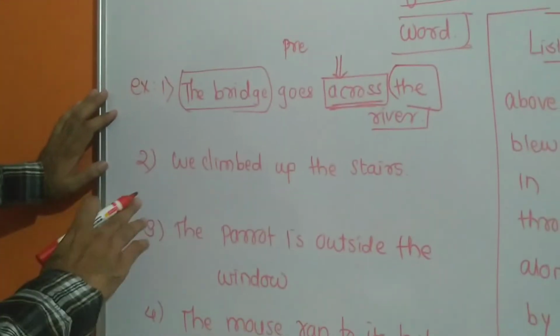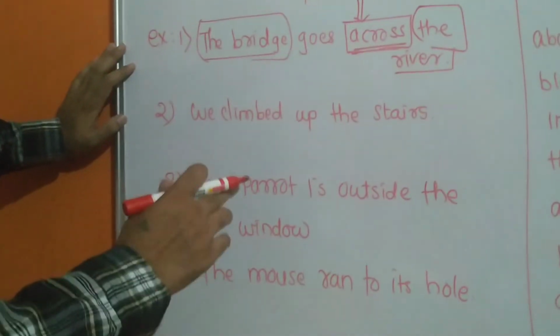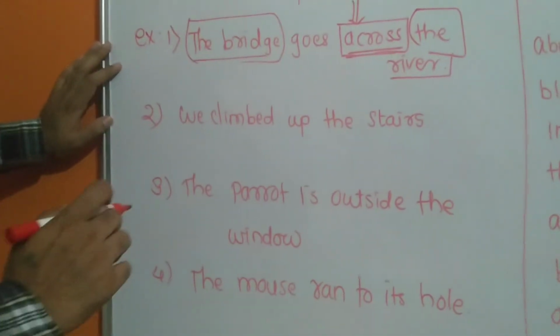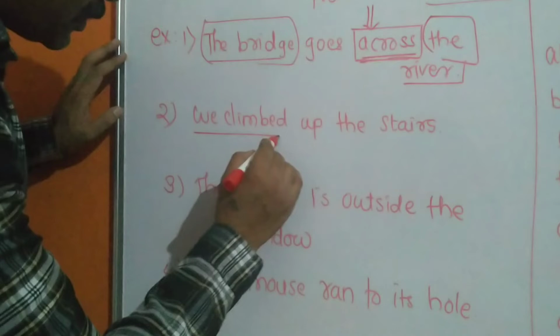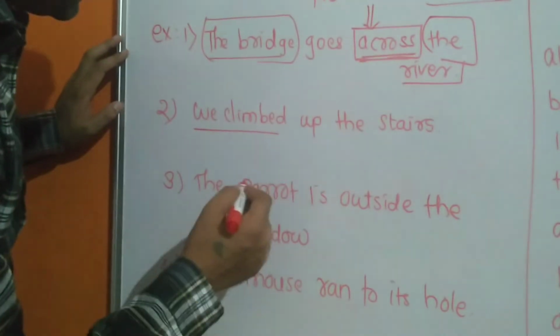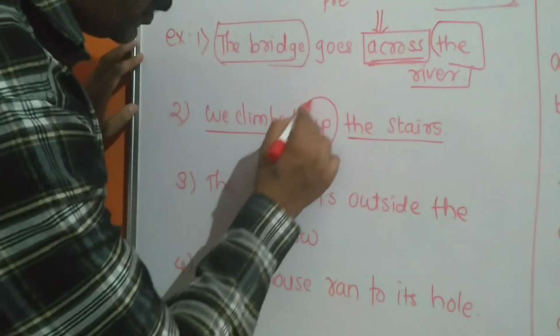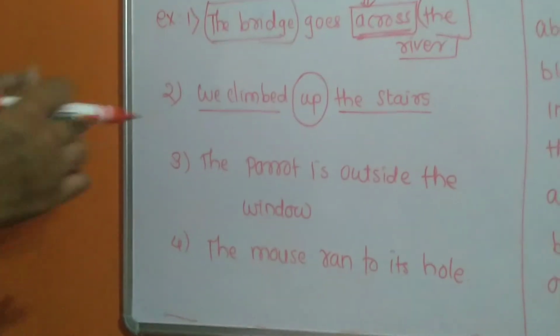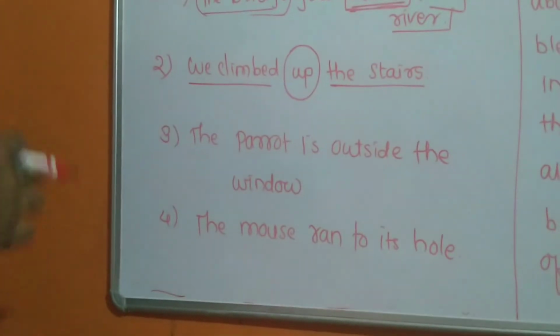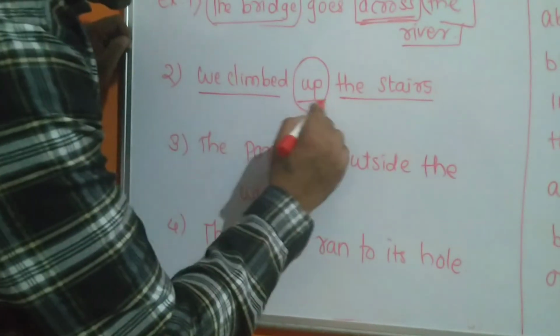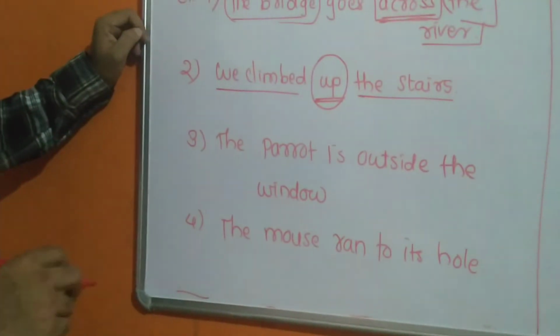Now, we climb up the stairs. See, we climb up to the stairs. Now up indicates the relationship between two words. That's why up is a preposition.